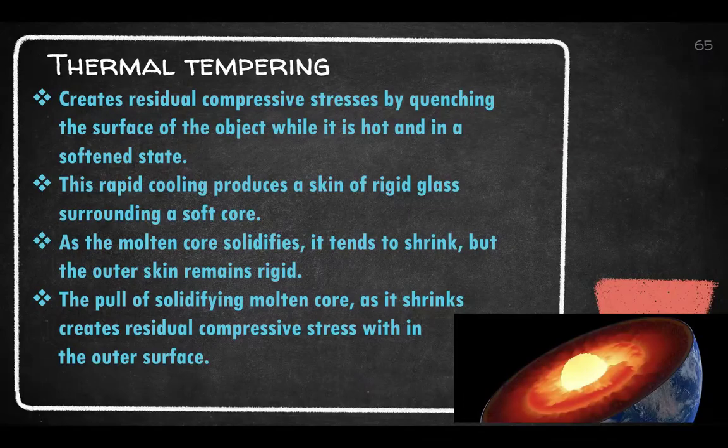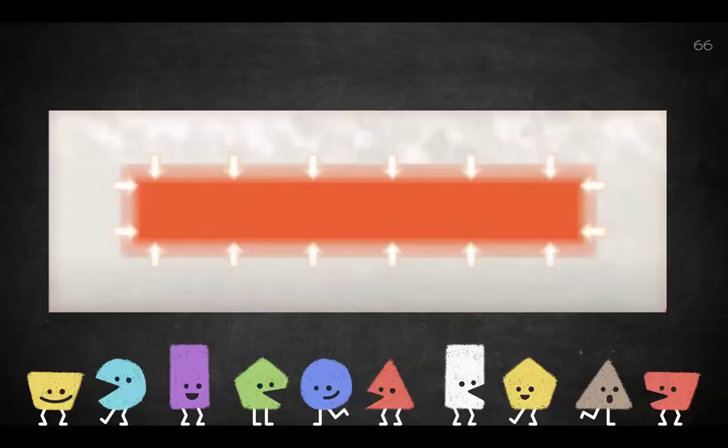As already mentioned, thermal tempering creates residual compressive stresses, and that finally results in strengthening it. The molten core solidifies slowly, it shrinks, and since the outer skin is rigid, it starts pulling onto it. This pulling, shrinking and solidification creates the residual compressive stress, making the whole thing quite hard. This is a graphical representation of what I just explained.